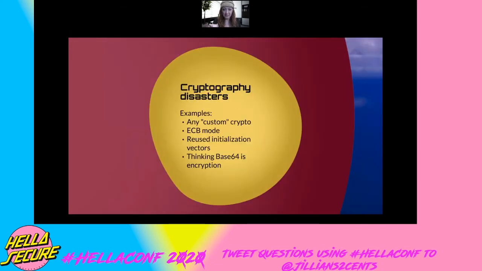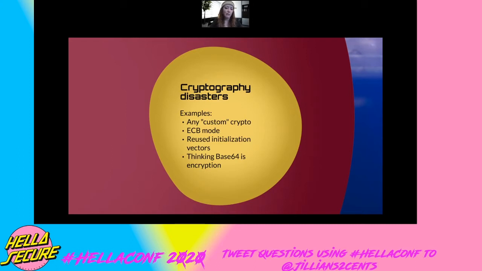Next up, cryptography disasters. There's so many things that can go wrong with cryptography, and that's another talk. But just briefly highlighting some of the things that I've seen in my 11 years in AppSec. Any sort of custom crypto, we all know, don't write your own crypto. And then ECB mode in symmetric encryption is really bad. And I've noticed that static analysis tools don't pick up on that necessarily.